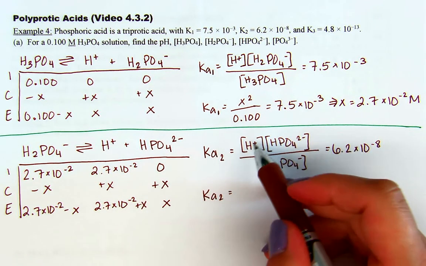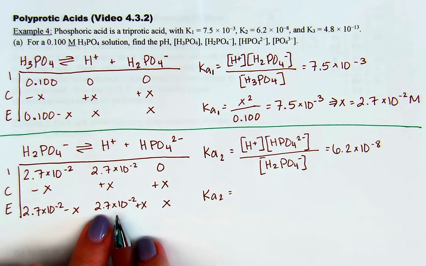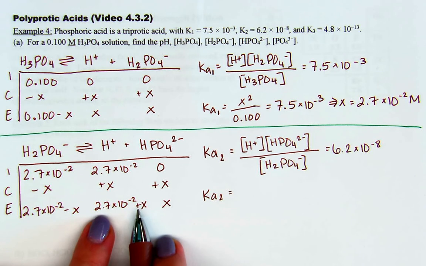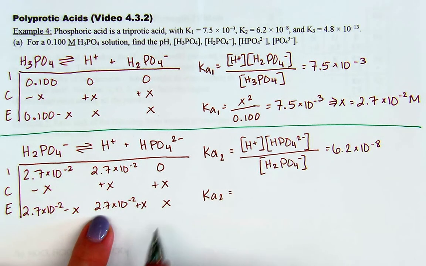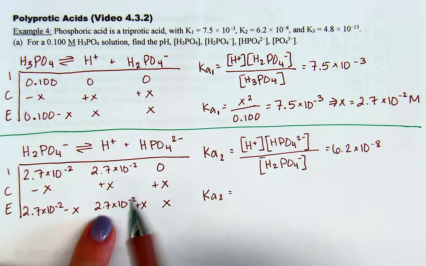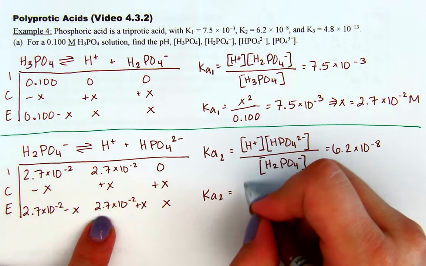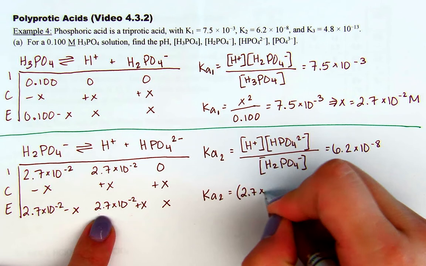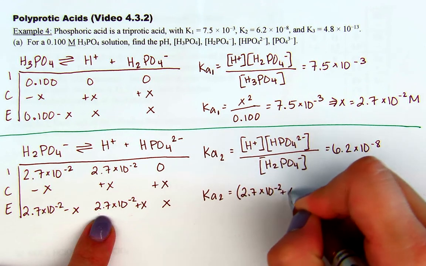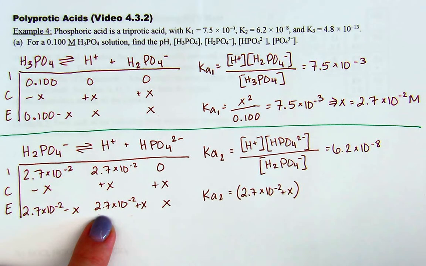Ka2 equals concentration of H plus, that's 2.7 times 10 to the negative 2 plus X. So again, we're going to assume that this X is very, very small because the amount of hydrogen that's going to dissociate here is going to be tiny compared to what we already have. So the concentration of H plus then is just 2.7 times 10 to the negative 2. We'll write the plus X, but then I'm going to show you we're not even going to take it into account.